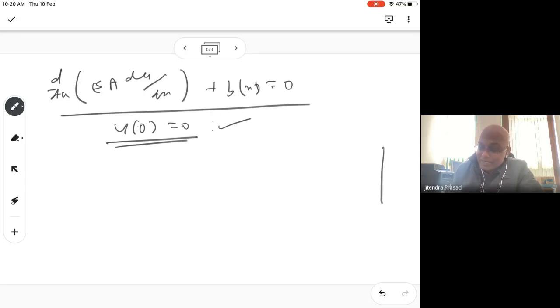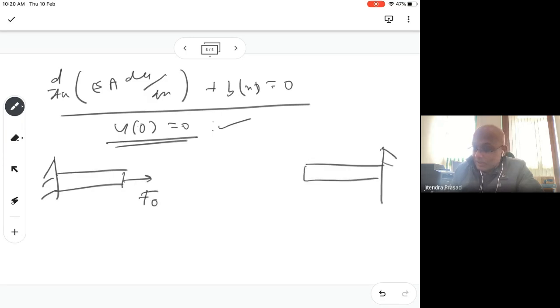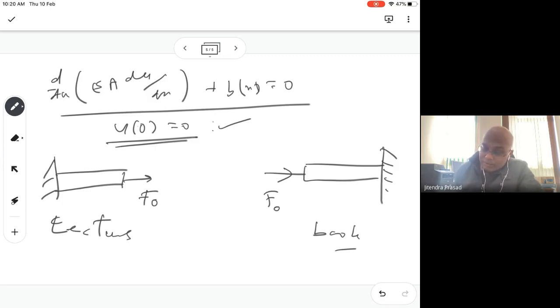So see, our problem is like this. Their problem is like this, right? This is in the class, in the lectures. This is in the book. So which is the same thing. So here you have u zero equal to 0. Here u l equal to 0. Right?